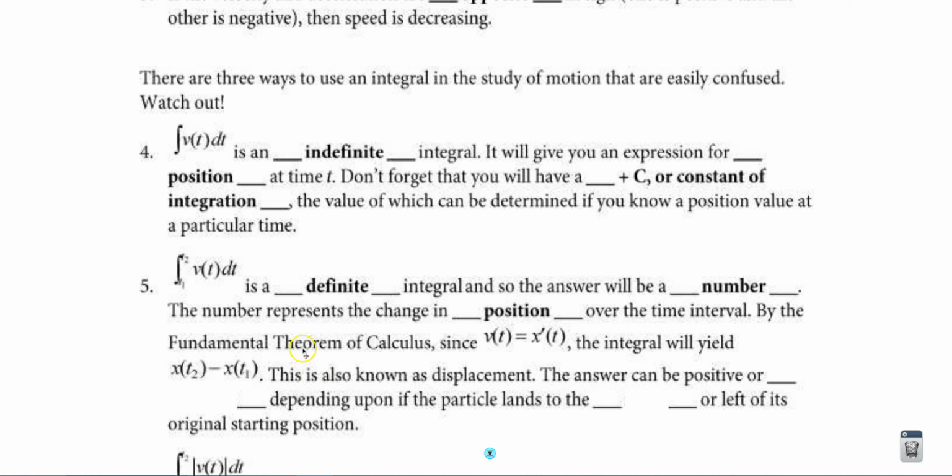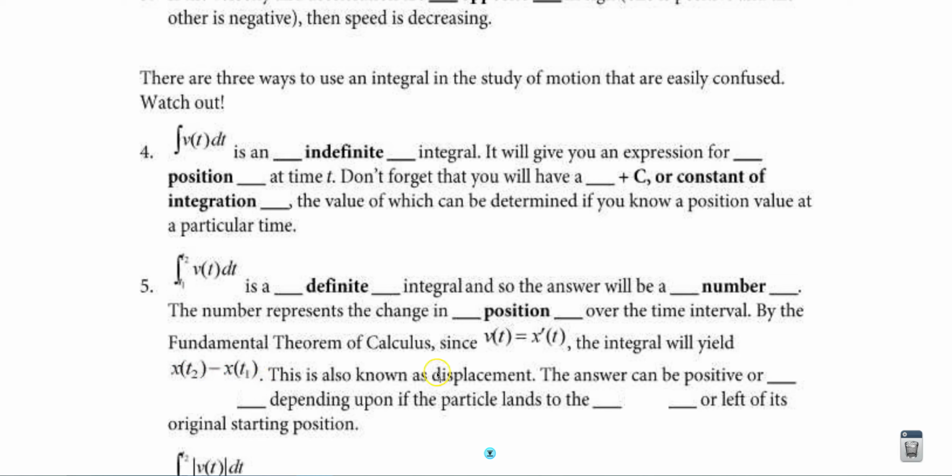So by the first fundamental theorem of calculus, they don't always call it the first fundamental theorem, but they're referencing that right here. Since v of t is equal to x prime of t, the integral will yield x of t2 minus x of t1. Remember how normally we do the integral from a to b of f of x, and that results in capital F of b minus capital F of a. Same idea here. The antiderivative of velocity is position, so when you take the antiderivative of velocity, you're going to end up with x of t2 minus x of t1.